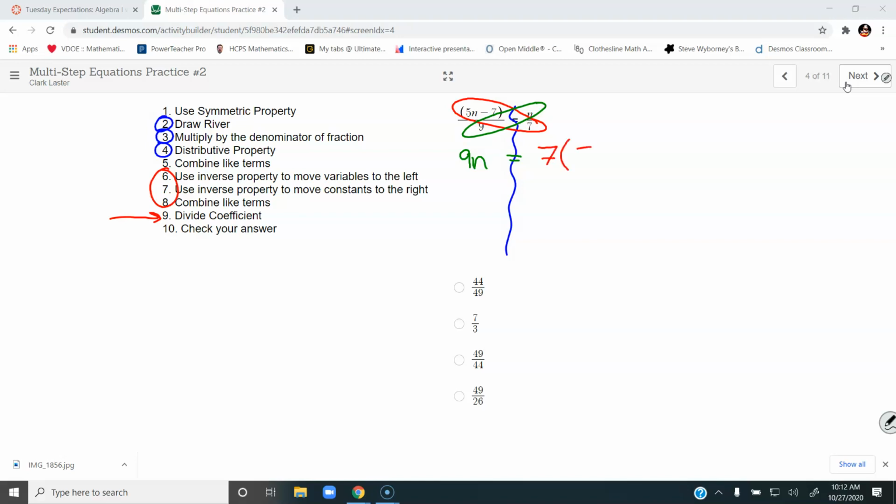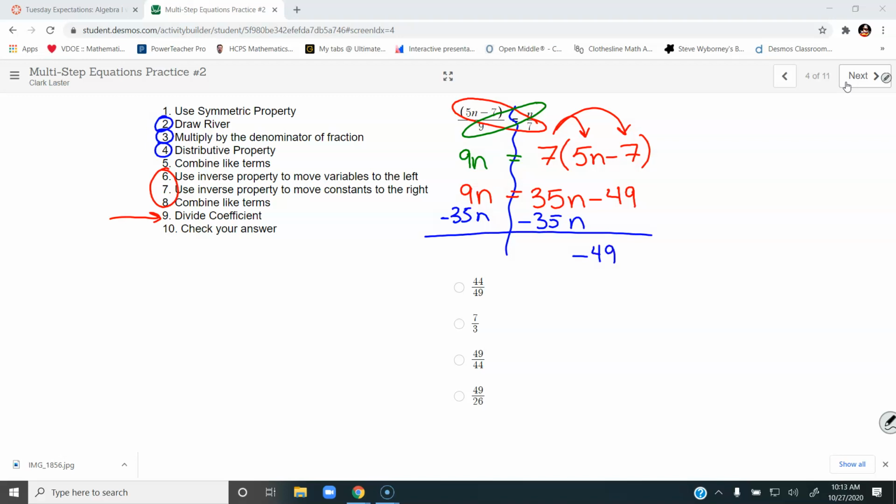You can. Now, if you have this opposite, you can still get the same answer. It's just I'm kind of saving myself a step. I'm now going to distribute, and that's going to give me 35n minus 49, and this is 9n. Now, I've got to subtract 35n to the other side. So technically, I didn't have to do both 6 and 7. The only one I'm actually having to do is 6. 7 is not something I have to do because I know this side is already 49.